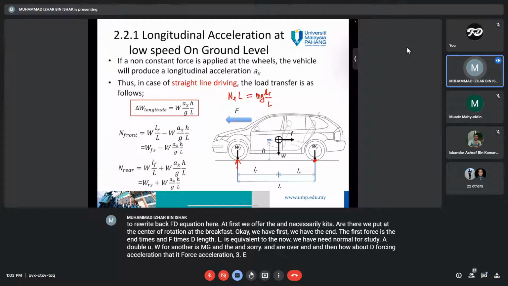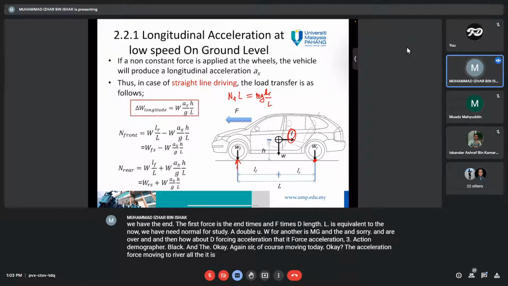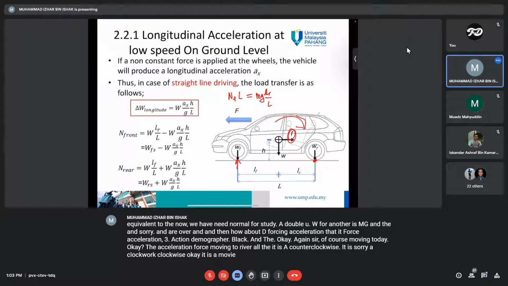Which way is it moving? To the back, right? Okay, that's the acceleration force moving to the back. It is moving clockwise, so at the front we will feel less weight.